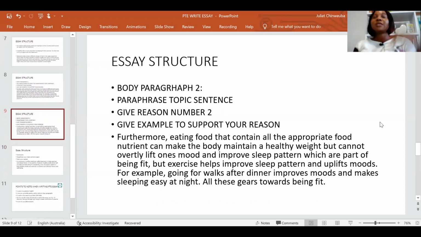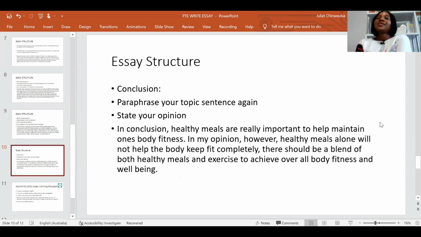So that is it for the introduction, body paragraph 1, body paragraph 2, and now let's go over to the conclusion. Now, this is the concluding part of this essay. Again, you have to paraphrase your topic sentence in your own words, and then you state your opinion again. So you see here, for all the paragraphs we have looked at today, we're able to paraphrase the topic sentence. There's need for you to paraphrase your topic sentence for all the 4 paragraphs you have in the essay.